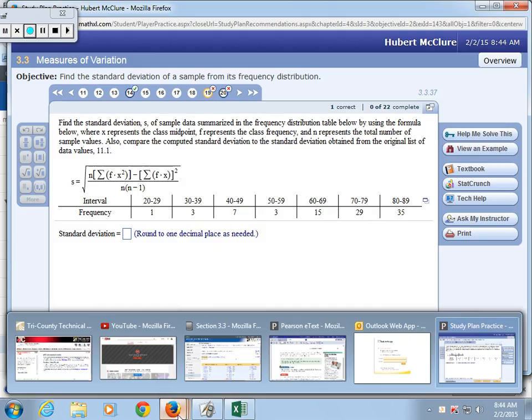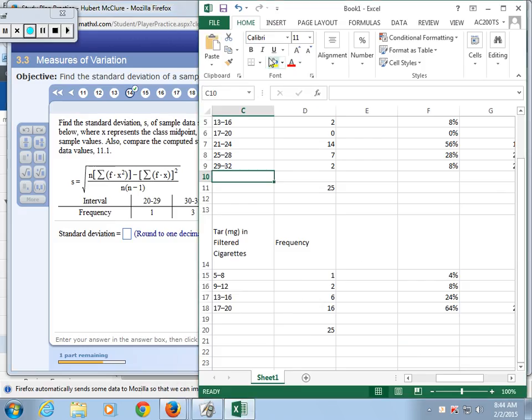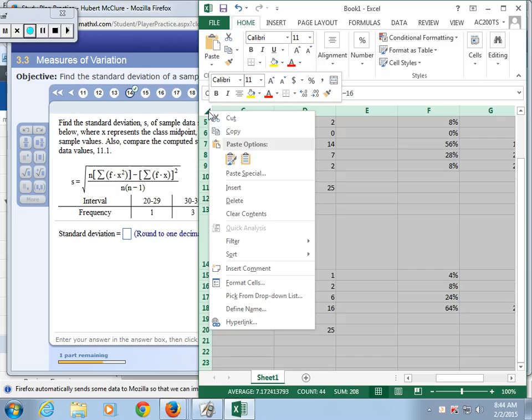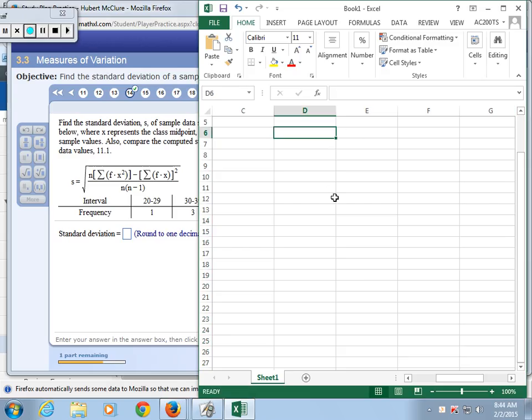And this is the biggest thing that people are rusty on when it comes to Math 120, because not a lot of people get this in high school classes. Some of you do, some of you don't. So here's my frequency distribution. I'm going to put it over here for a reason.